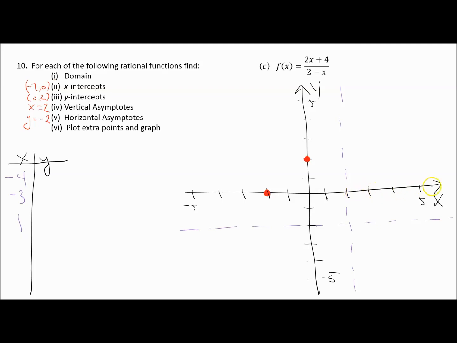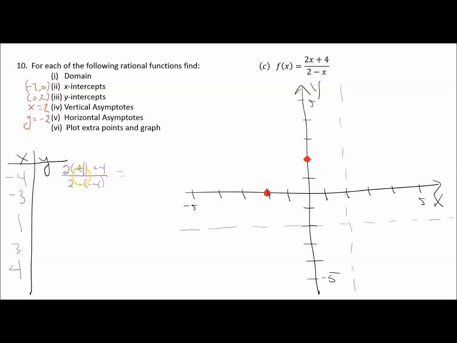And then I need at least 1 point on the other side. 2 would probably be a better idea, but at least 1 point. So I'm going to plug in, there's 3 and 4 available, so let's do both of those, 3 and 4. Where am I plugging these values in? My original function. So I'm doing 2 times -2 plus 4 divided by 2 minus a -4. And I did that wrong. That's 2 times -4 plus 4 divided by 2 minus -4. I got to remember what I'm plugging in.